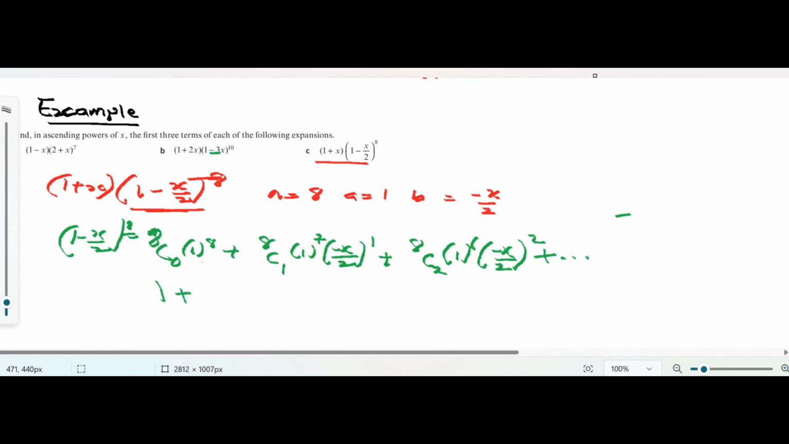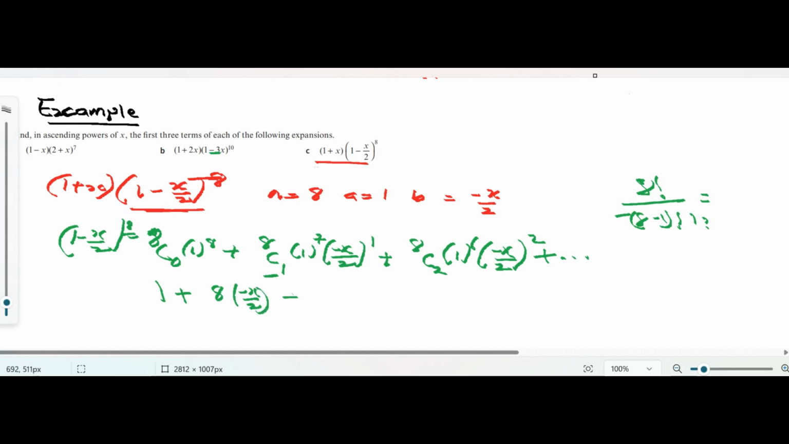plus 8 combination 1. 8 combination 1 will give you 8. How do we arrive at that? You can press it straight up on your calculator. It's the same thing as 8 factorial over 8 minus 1 factorial and 1 factorial. So I'm going to have 8. So everything here will give me 8. So I have 8 bracket minus x over 2.